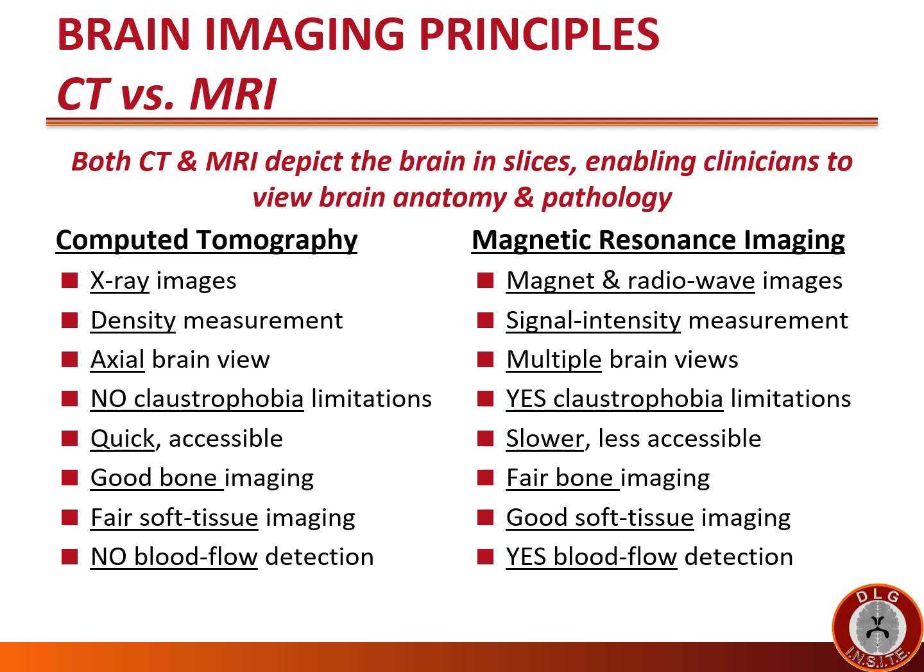In general, at most hospitals and even clinics, CT is quick and accessible, whereas the MRI is slower and less accessible. CT is outstanding for bone imaging, and MRI is fair for bone imaging. However, CT is fair for soft tissue imaging, and MRI is very good for soft tissue imaging. Likewise, CT does not portray blood flow at all. There's no blood flow detection, whereas MRI is good for blood flow detection.